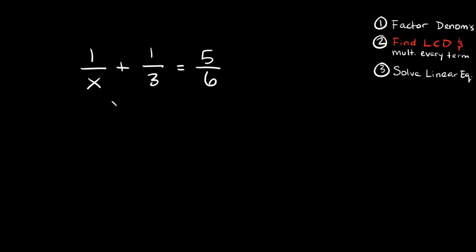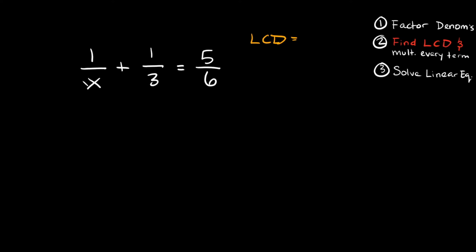So let's start with this one right here. Again, you want to factor the denominators if possible. In this case, there's nothing to factor, so we'll just go to step number 2. Find the LCD. So what is the LCD in this case? Well, if you need some help on that, I'll link a video to that in the card above, but I'll go over it quickly here.